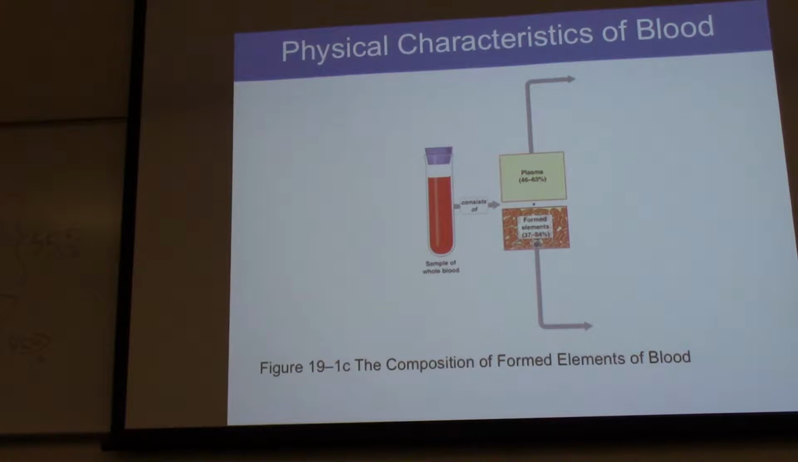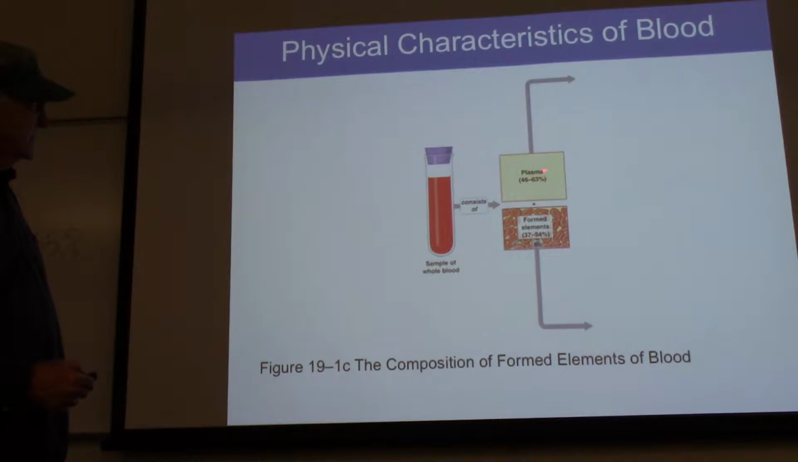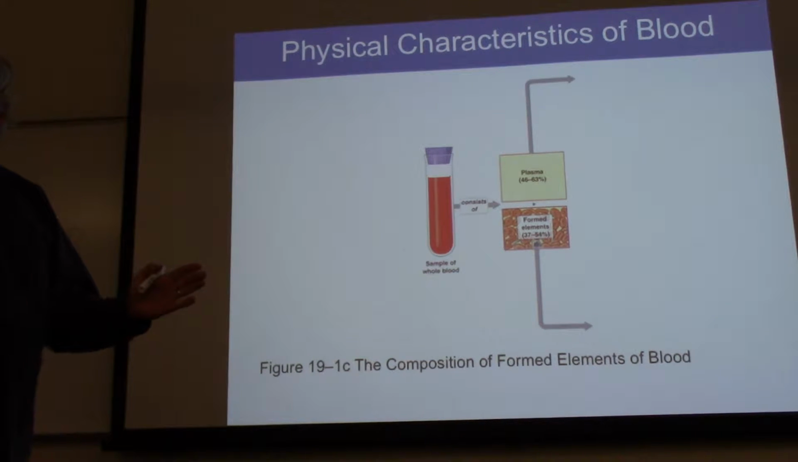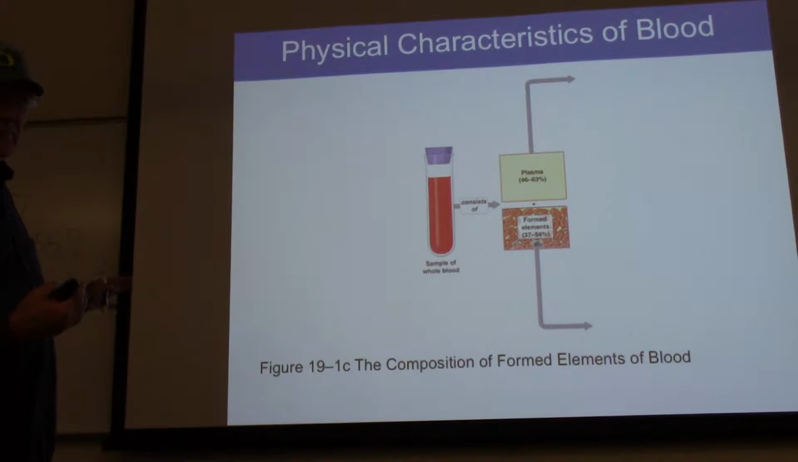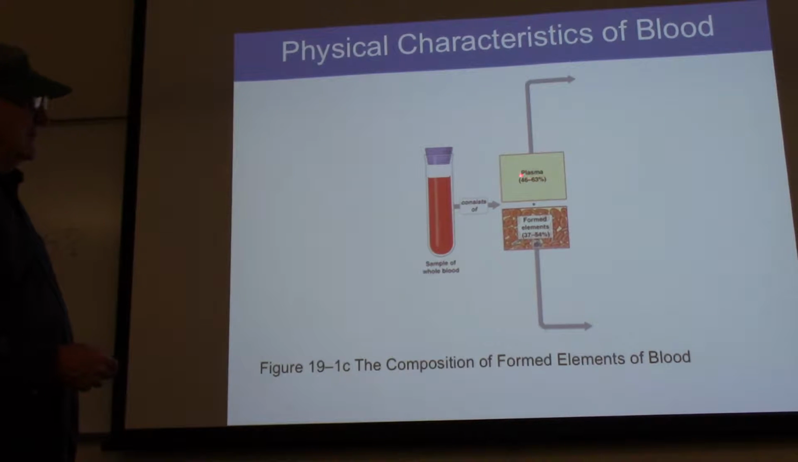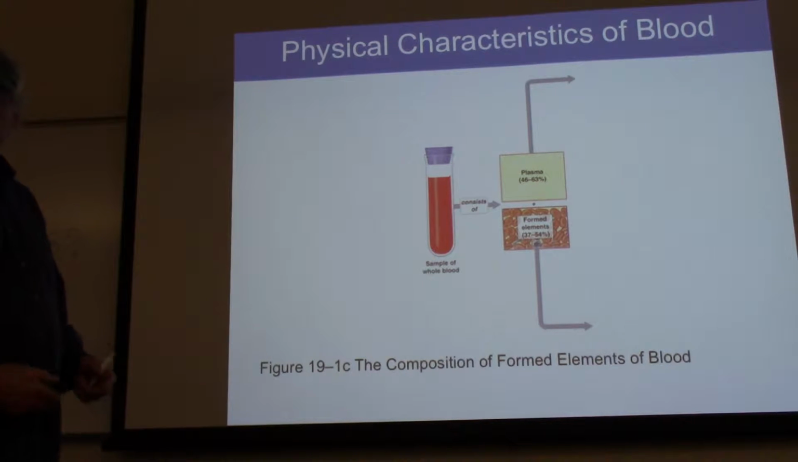Numbers you can learn right there. Here's what it looks like over here. And you see they say from 46 to 63 is plasma. The formed elements are from 37 to 54. Trust me, just go with my numbers and you'll be okay. So plasma is about 55%. Formed elements are 45%. Okay?